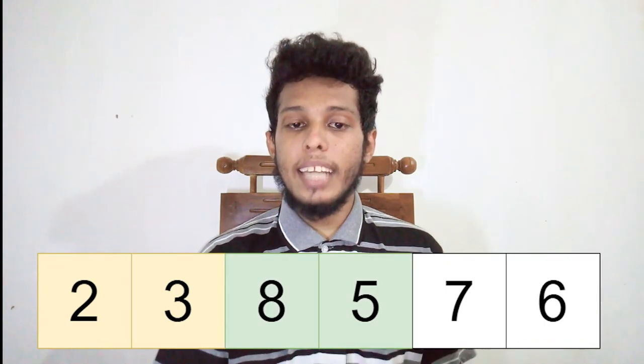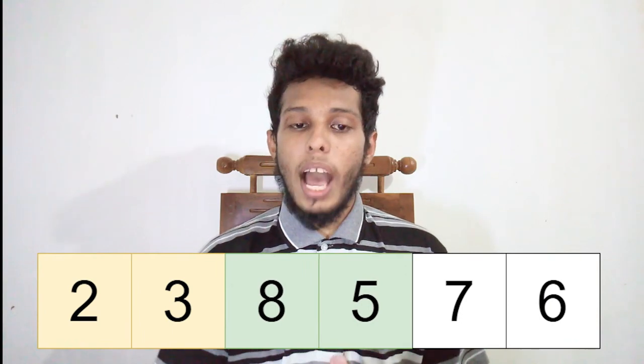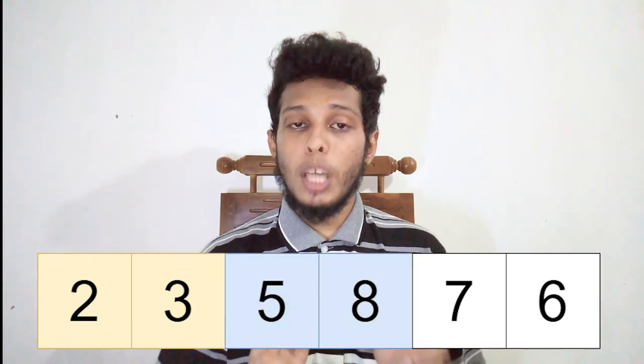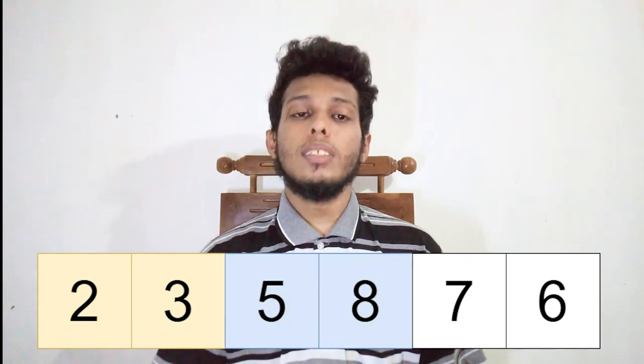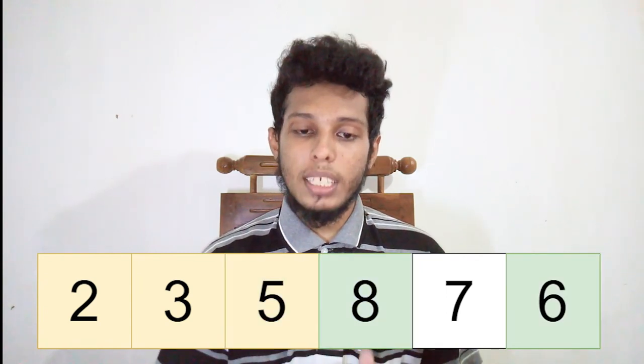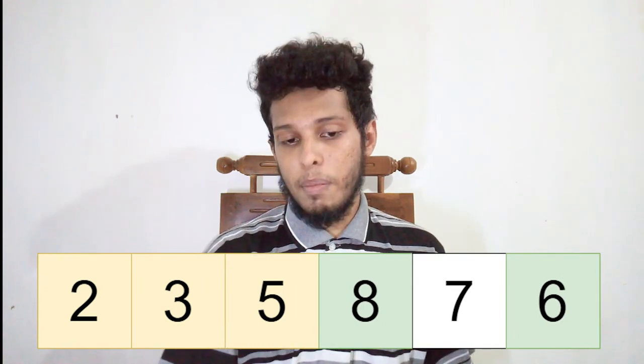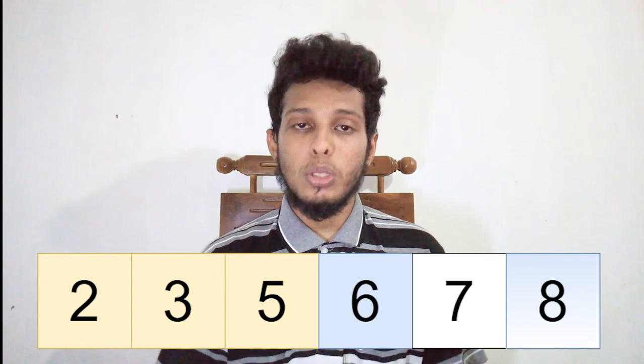Then set 8 as the current minimum value and search. We get 5 as the minimum value. So we should swap 8 and 5. Again, we have to take 8 as the current minimum value and search for the minimum value. We get 6 this time. So we should swap these two values also.